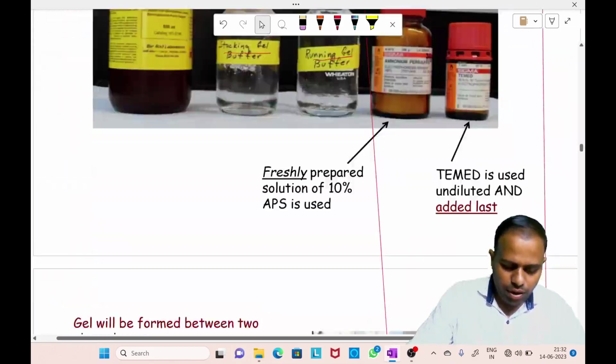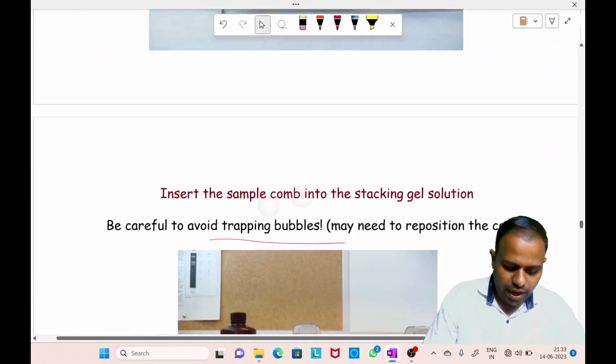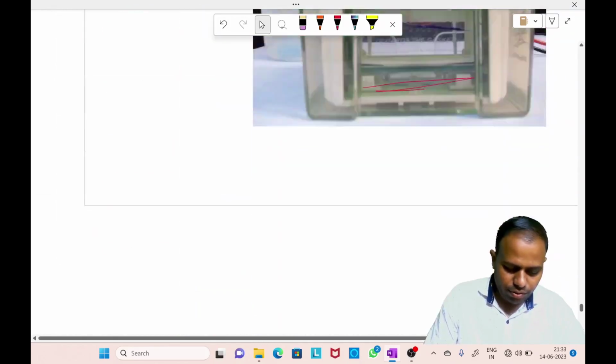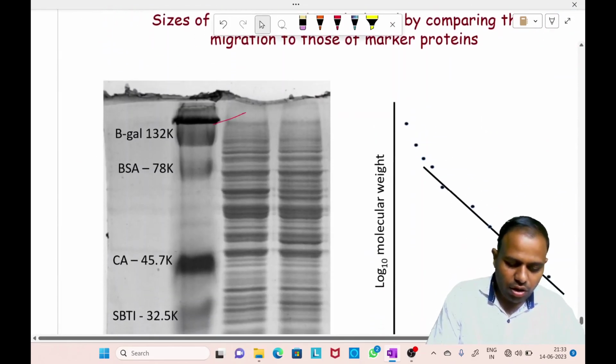The photo that was shown here at the last, this one, is actually of a silver stain.